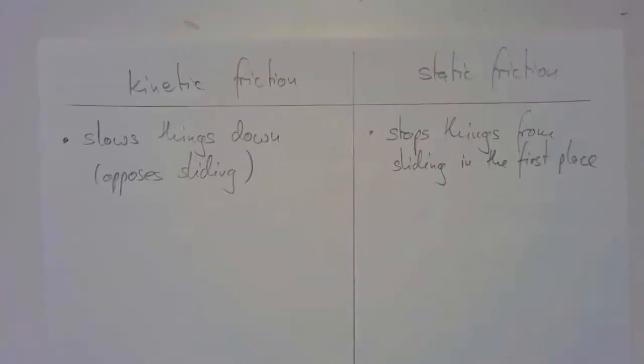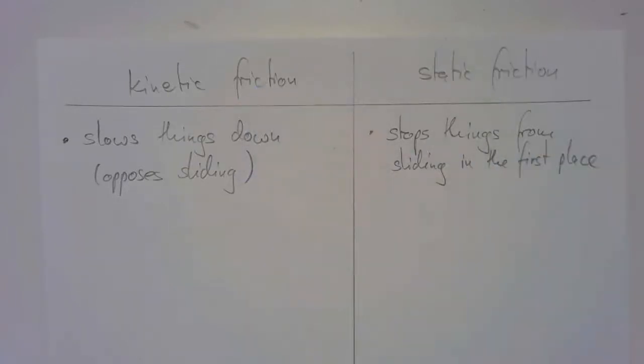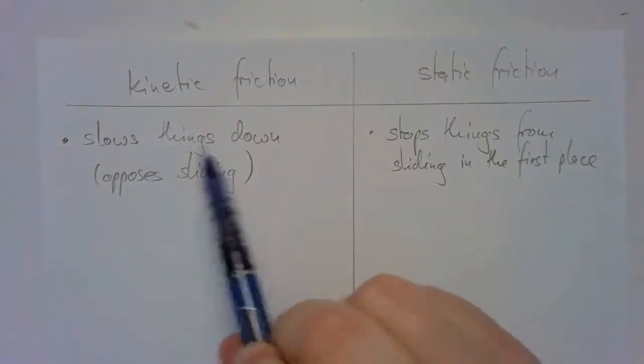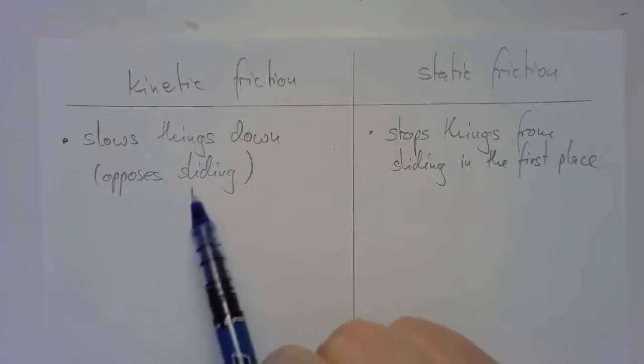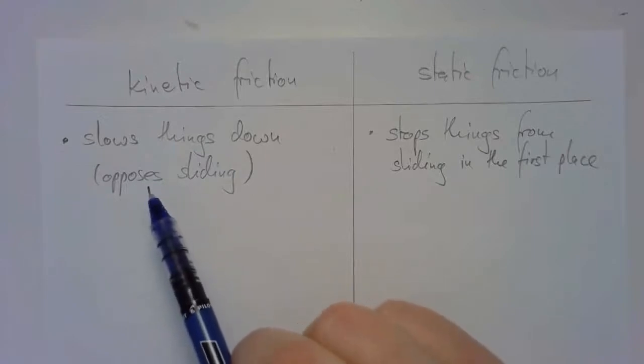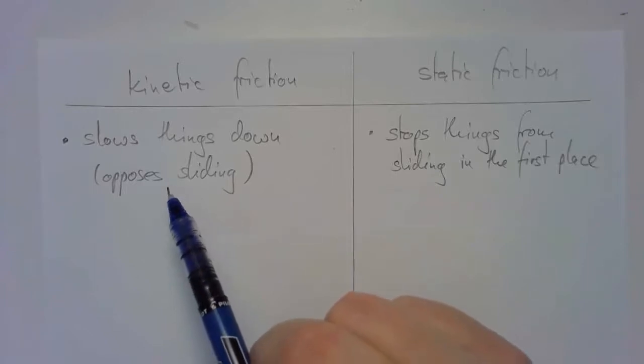Okay, so let's figure out what is the difference between them, how each of them works, what their strength depends on. So let's make a table. I put kinetic friction to the left, static friction to the right, and the first thing I wrote down is, what is the basic characteristic of each of them? So kinetic friction slows things down usually, and specifically, it opposes sliding. So if you think of the cardboard box, you push it along the floor, and it slows down. The sliding across the floor is opposed.